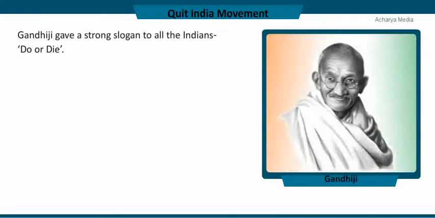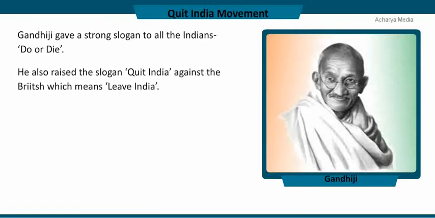Gandhiji gave a strong slogan to all the Indians: "Do or die, karo ya maro." This meant that now on the Indians will strive for complete freedom or give up their lives in the process. He also raised the slogan "Quit India" against the British, which means leave India.